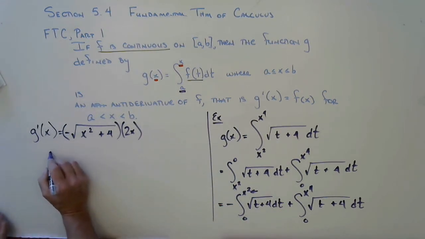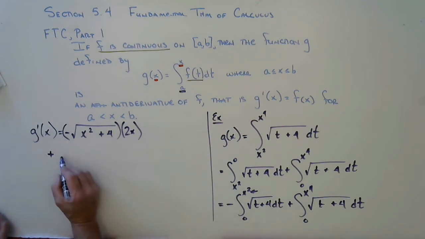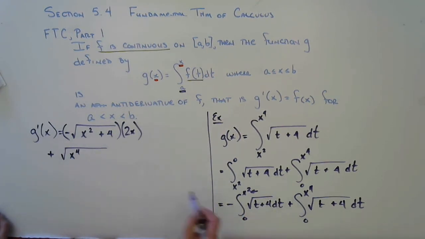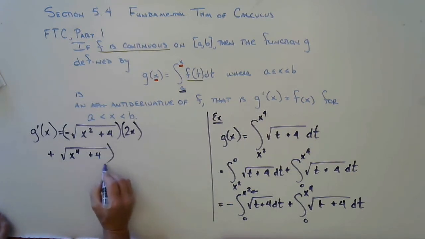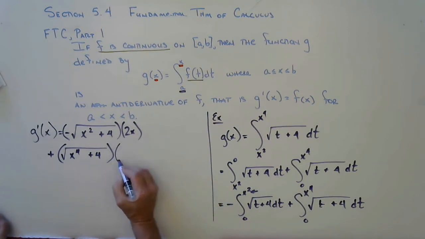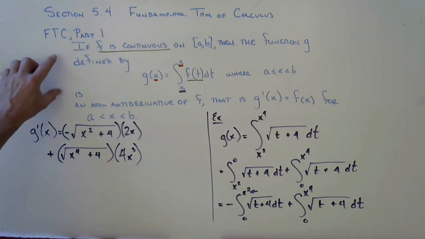Plus, here we're going to do the same thing. We don't have a minus sign, so we're going to have the square root. X to the 4th goes in place of my variable, plus 4. And once again, because that's not an x, I got to do the chain rule. So the derivative of x to the 4th is 4x cubed. And that's my answer. That's how we do these problems. So this is the fundamental theorem of calculus.